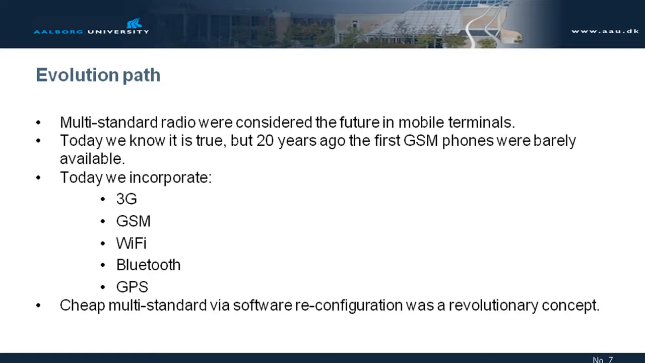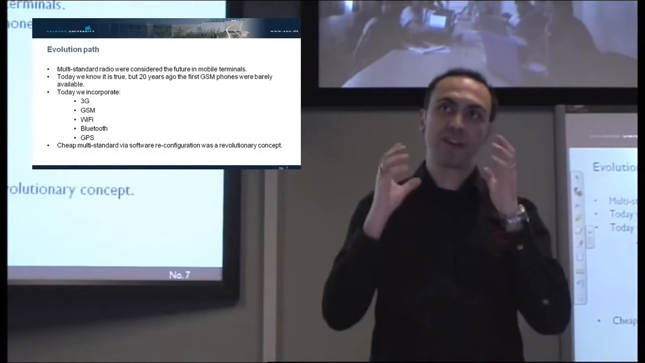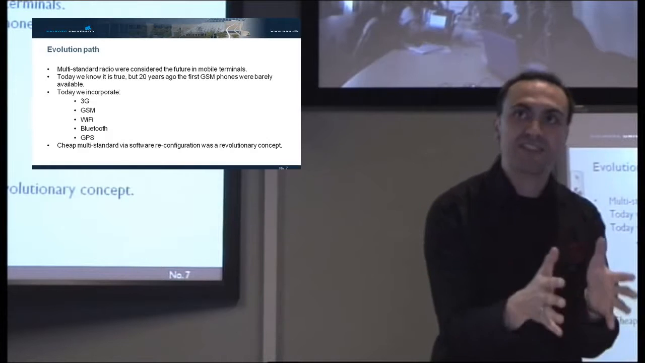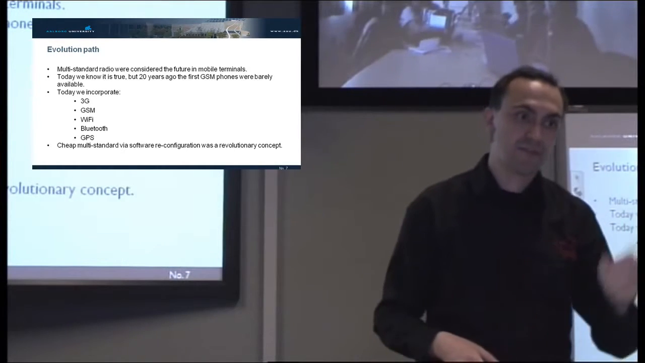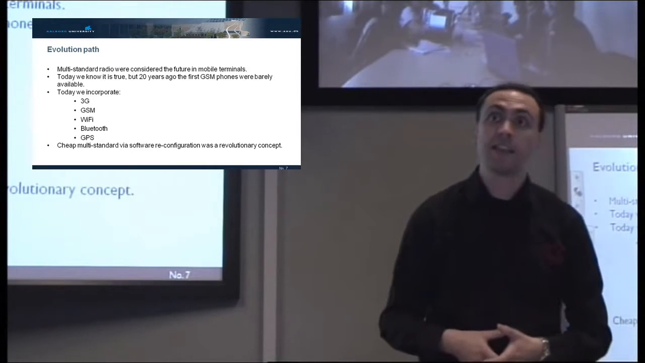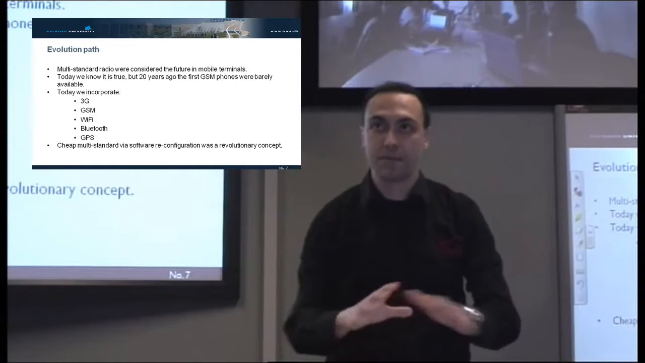Now, of course, since Moore's Law, the size of the chips has shrunk, and we are able to put 3G, GSM, Wi-Fi, Bluetooth, GPS. Do you have something else? You can put it, no problem. But at that time, no way. If you had told someone 20 years ago, I want a phone with these characteristics that we have today, forget about 3G, which was not even available, but the other four, yes, it would have come out to you as a rack. Just to implement the phone.